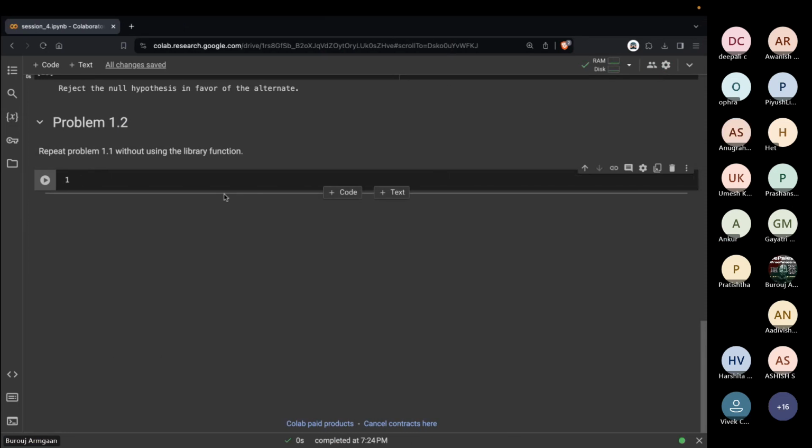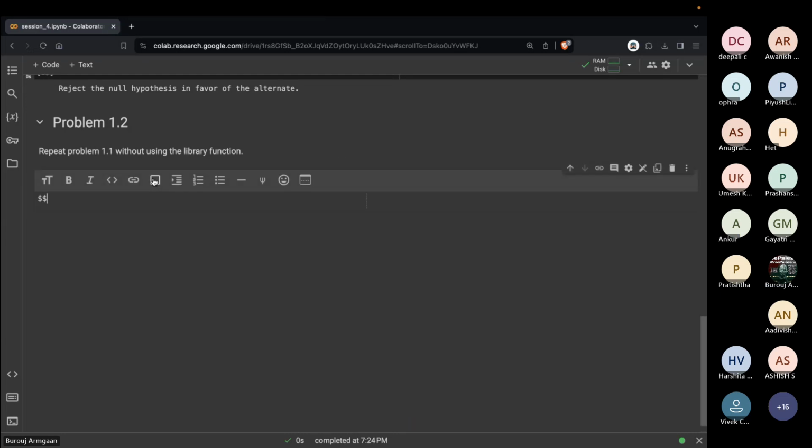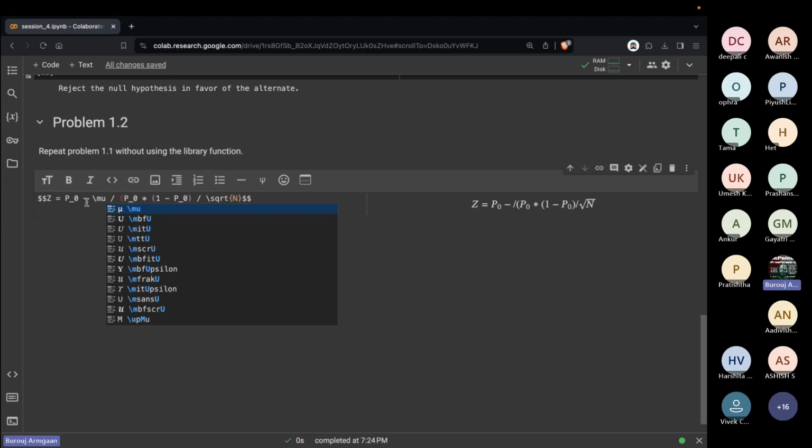So let's say, if I know correctly, the z score is given by: first, let's say, probability p, for example p0 in this case, divided by p0 multiplied by 1 minus p0, and all of this is divided by the square root of the sample size, let's say n, and here we supply the mean.